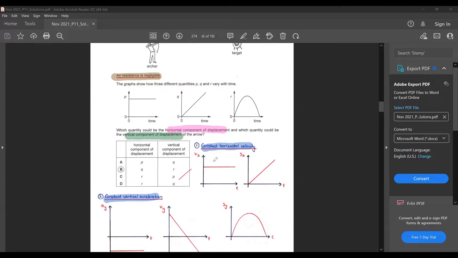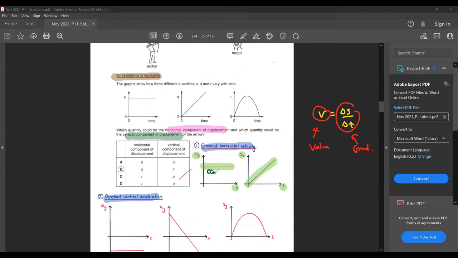If you have constant horizontal velocity, a graph of Vx versus t will be this. My graph of displacement versus time would thus be this, because you remember, velocity is the rate of change of displacement. So we normally say that the value of your velocity is the gradient of your s-t graph. So how will I describe the value of my velocity here?